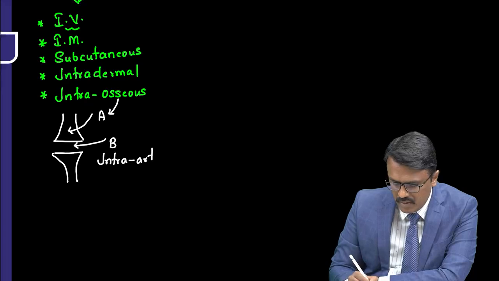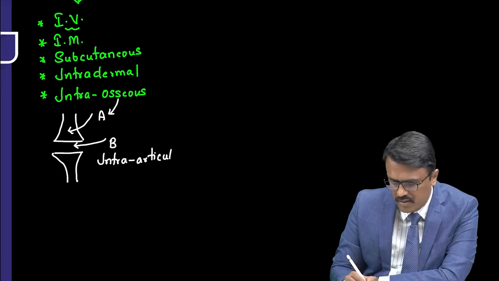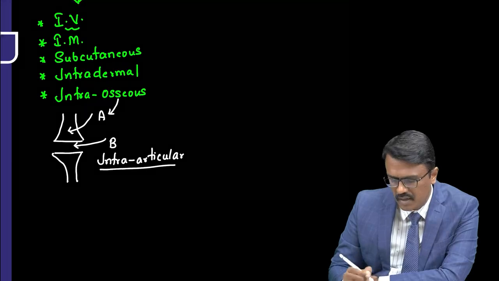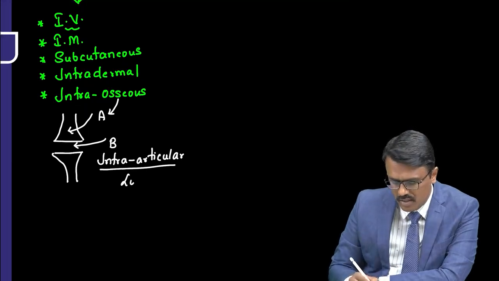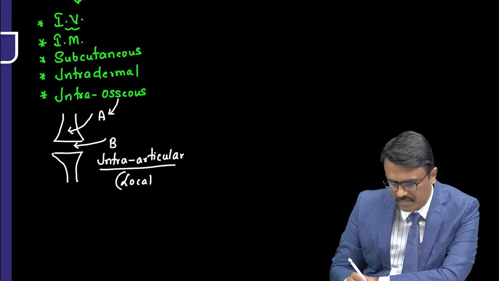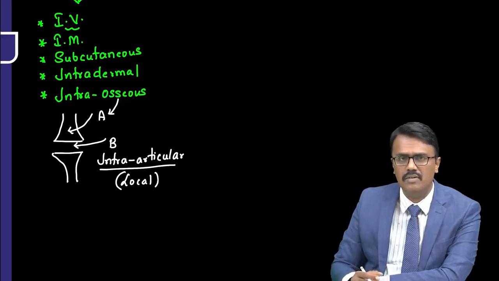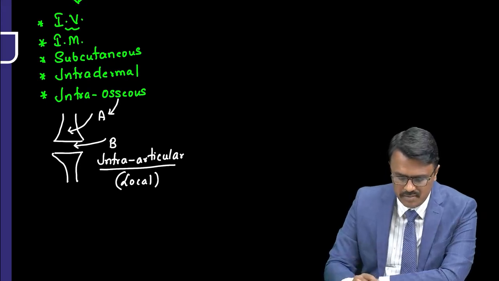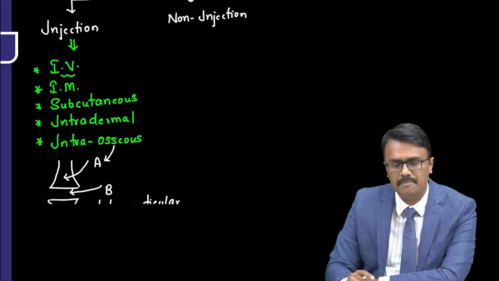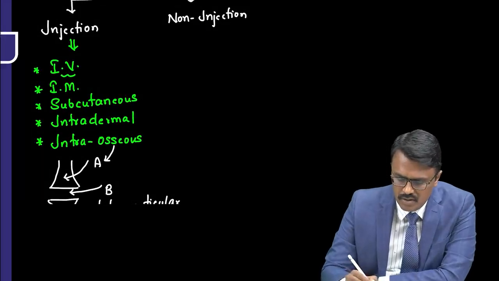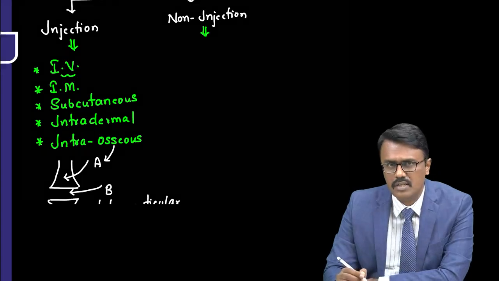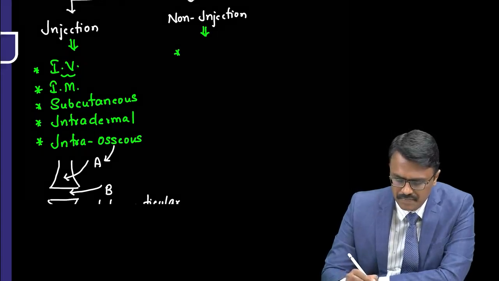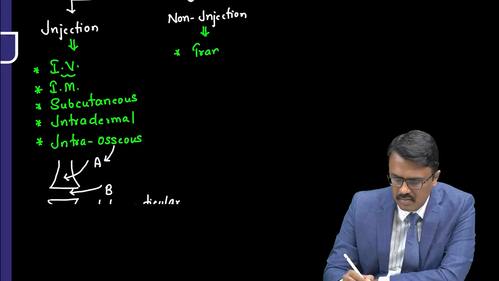What is B then? It is called intraarticular. So intraarticular means we are giving into the joint space. Intraarticular is a local route, not a systemic route. I will discuss it later. So I had to tell you this point. That's why I'm comparing here. I hope you are clear with this. So A is intraosseous. So the drugs which are not used by injections, the non-injectable routes, are the transdermal patch.